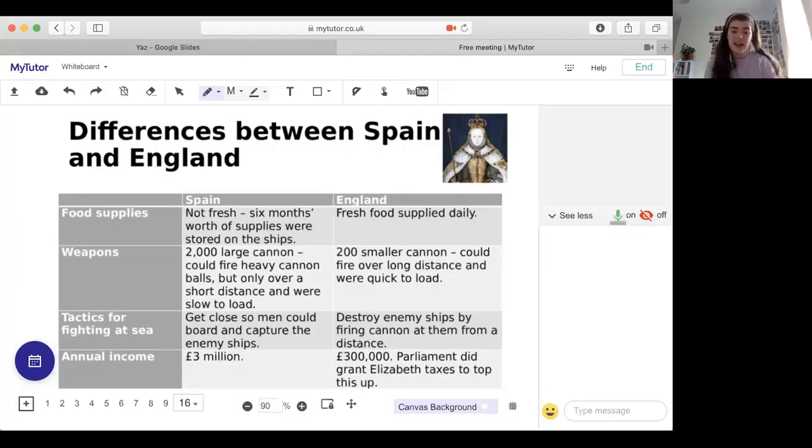And then finally, the annual income. So for Spain, it's 3 million, but for England, it's only 300,000. So a massive disparity there.